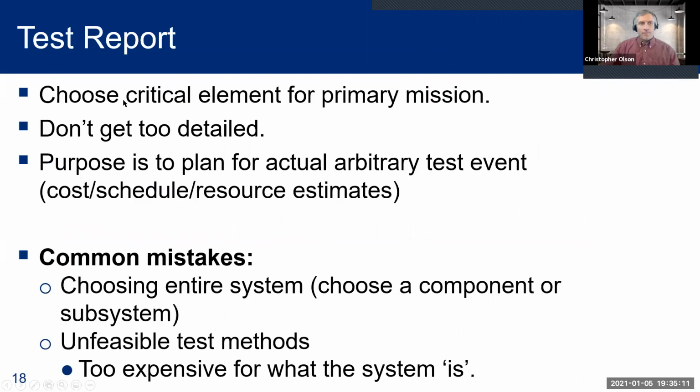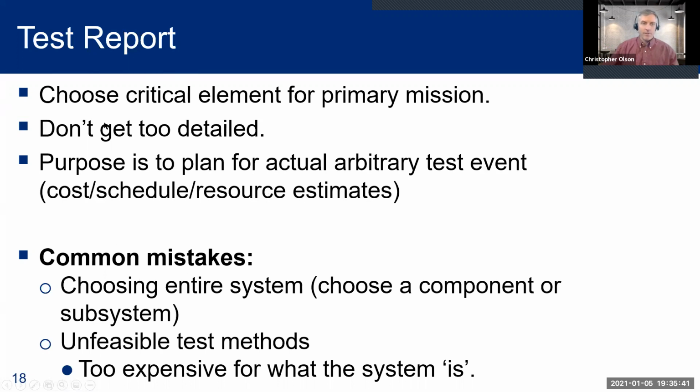Test report: choose a critical element for primary mission. Don't get too detailed with it. The purpose of this test report is to plan for actual test events. Your main aim here is cost, schedule, and resource estimates. You don't have to do the estimates, but you're hooking up the people that will be doing the estimates by providing them. It's not a test report, by the way, it's a test plan report for the project, which is a little confusing, but it's a test plan, but it's a report for the Capstone project.